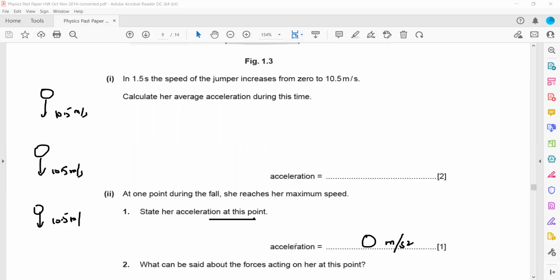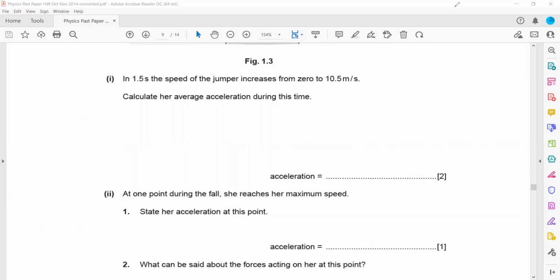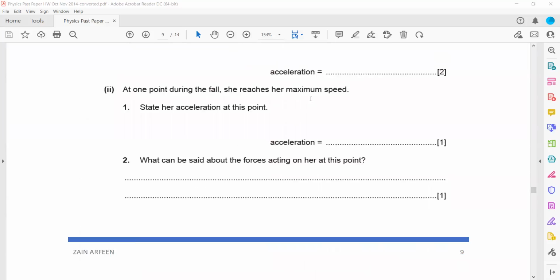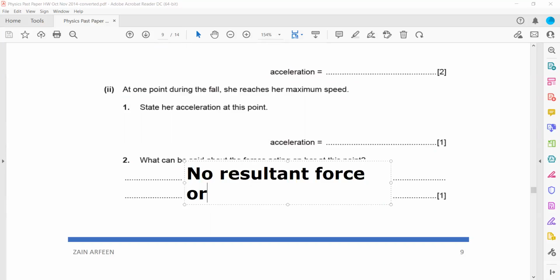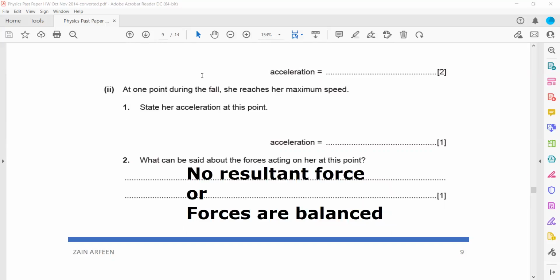What can you say about the forces acting on this? Whenever an object has 0 acceleration or no acceleration, it means there should be no resultant force, or we can say the forces are balanced. So there is no resultant force, or the forces are balanced, when the object has no acceleration. Is this question clear? Yes, clear.